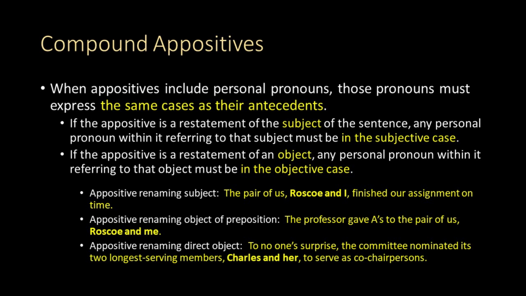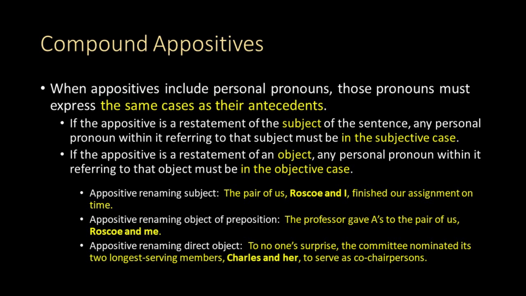First, an appositive renaming a subject. The pair of us, Roscoe and I, finished our assignment on time. Although the antecedent "the pair of us" contains an objective case pronoun, it is the subject of the sentence, so I is the correct pronoun in the appositive. Here's an appositive renaming the object of a preposition. The professor gave A's to the pair of us, Roscoe and me. This time the pair of us is the object of the preposition to, so me is the correct pronoun.